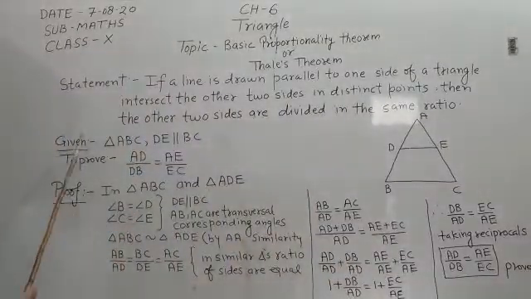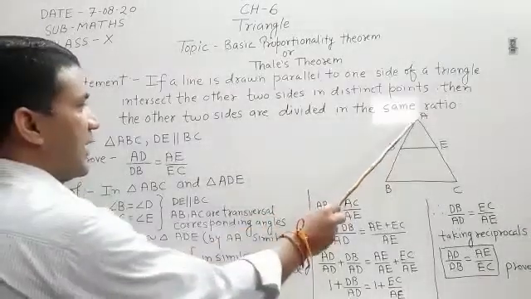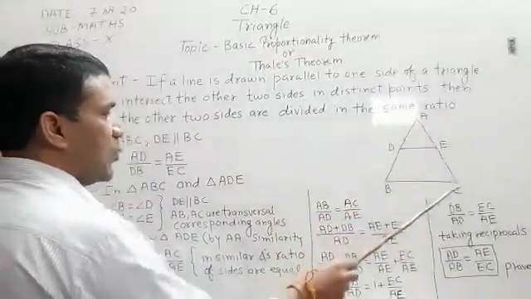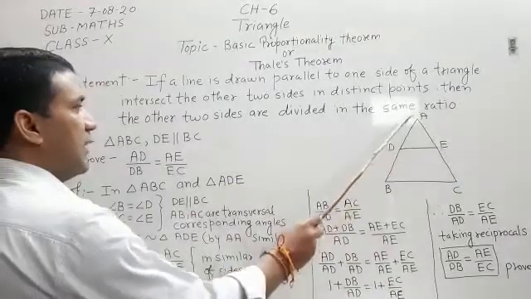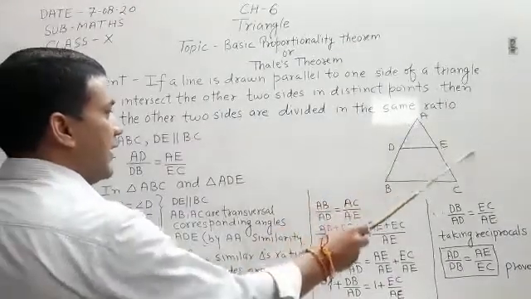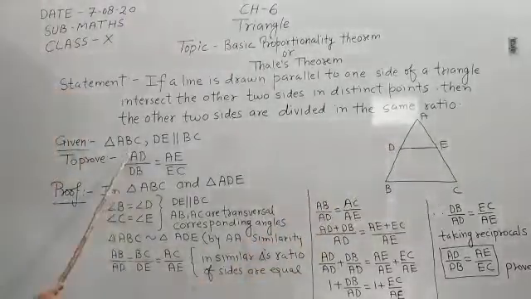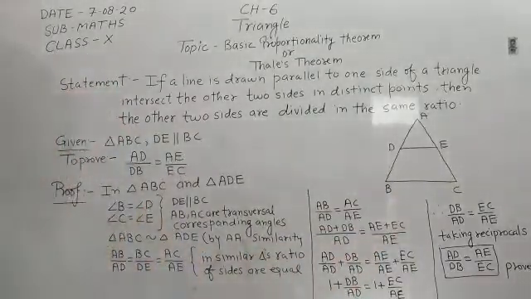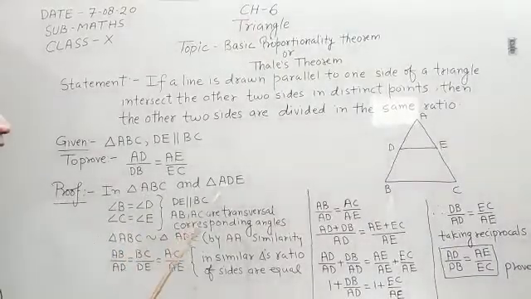Now the proof of the theorem. First we have to write what is given and what you have to prove, and then start the proof. Given: a triangle ABC in which DE is drawn parallel to side BC. You have to prove that DE divides the other two sides AB and AC in the same ratio, that is, AD upon DB is equal to AE upon EC. So the proof is in triangle ABC and triangle ADE.